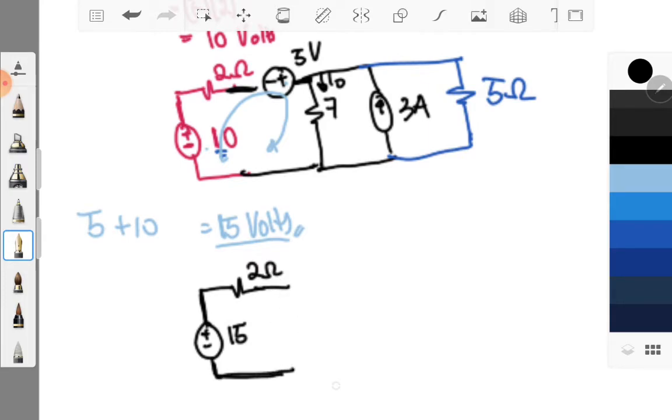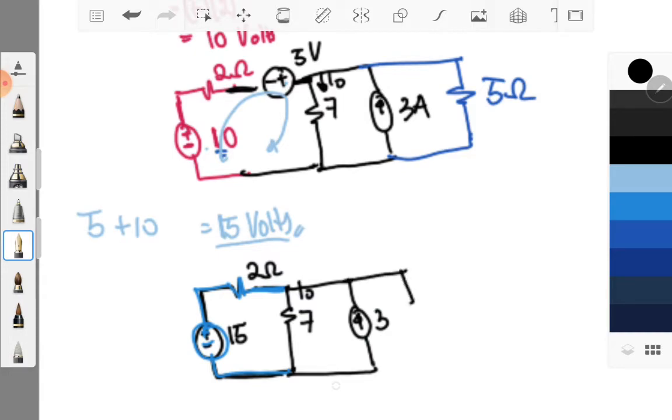Okay, that is our new transformation. And then your 7 ohm resistor, IO, and then your 3 ampere independent current source, and then your 5 ohm resistor.